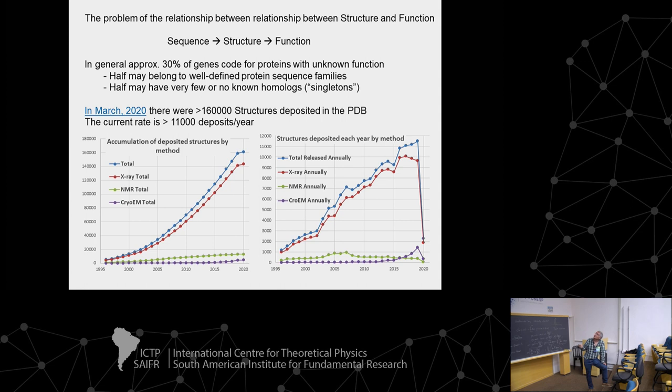So structures deposited each year by method. This is a total. This is a yearly deposit. You can see that the X-ray structure rate is basically constant over the last 20 years. The rate of NMR, actually, no, the rate isn't constant. It's growing every year, okay? It's growing every year, but its acceleration is not increasing. So it's growing at a constant rate. NMR, it's basically the same number of structures deposited every year.